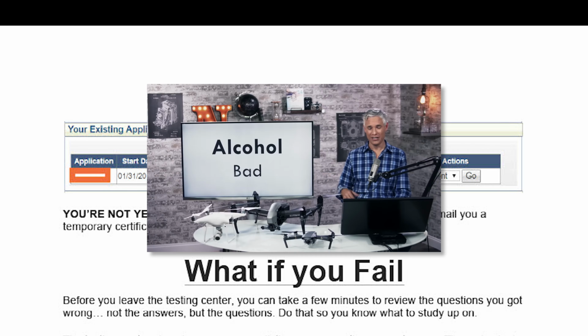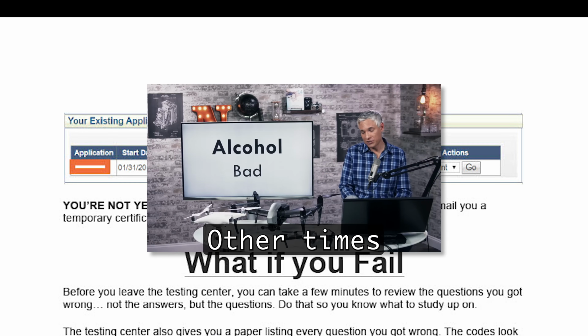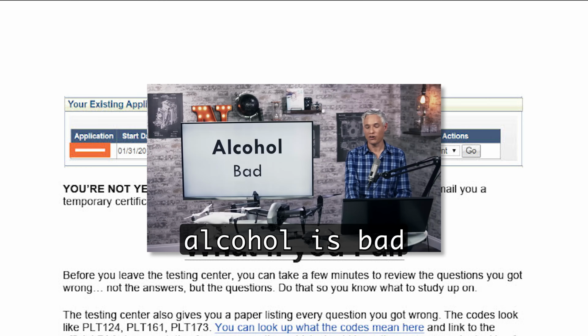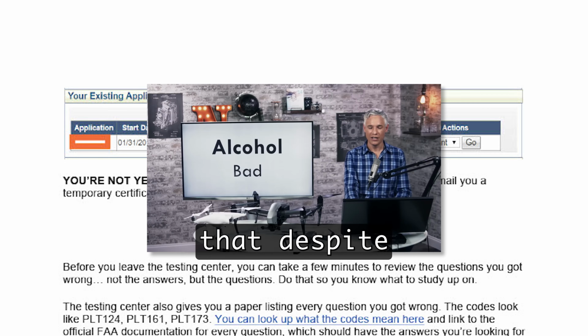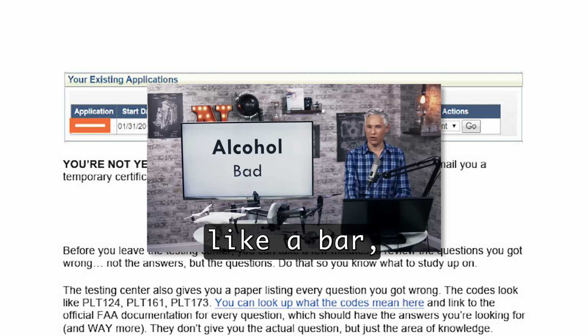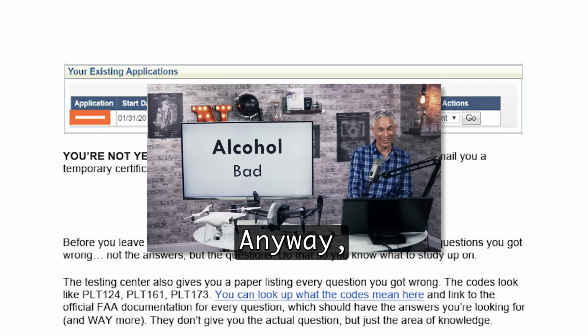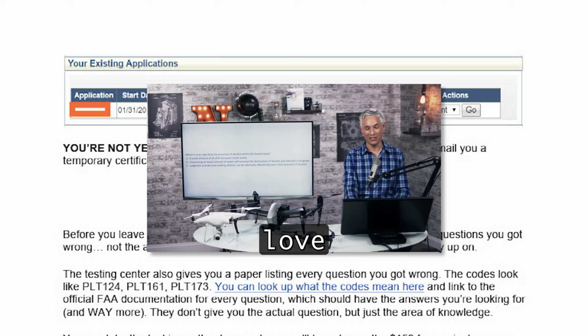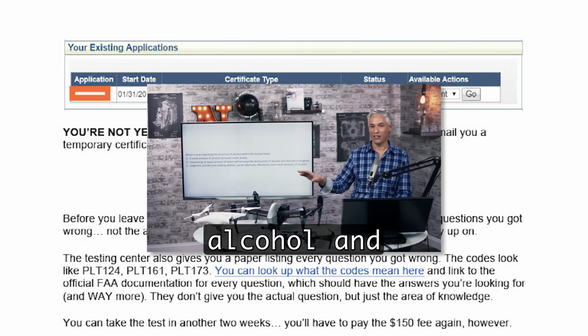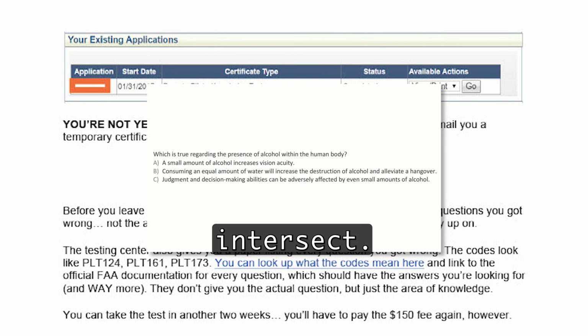Alcohol is bad when you're flying a drone. Other times it's generally great. But if you're going to be flying a drone in the future, alcohol is bad, and they want you to know that, despite the fact that every small airport I've been to always has a bar right there. Anyway, it seems like pilots love alcohol, and the FAA recognizes this, and they want you to know alcohol and flying drones should never intersect.